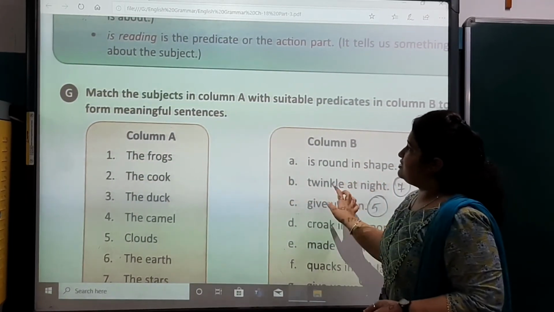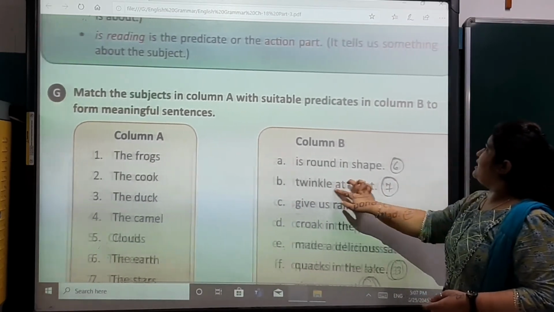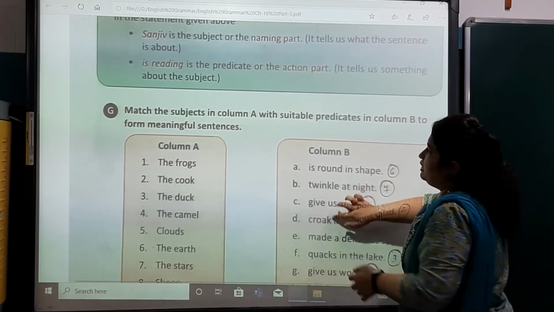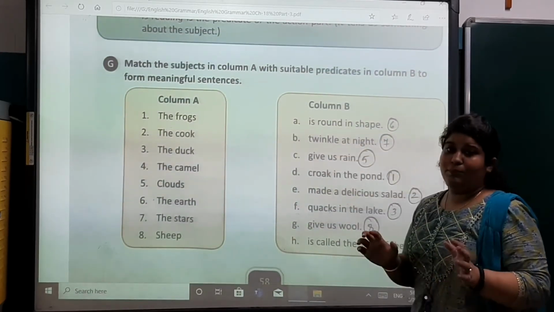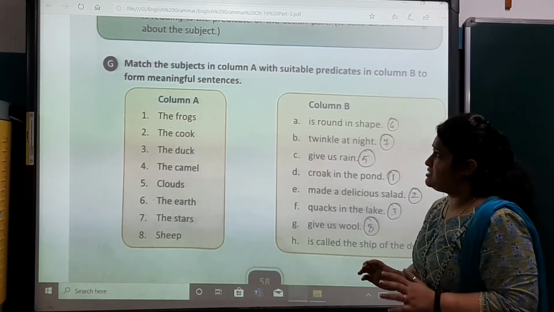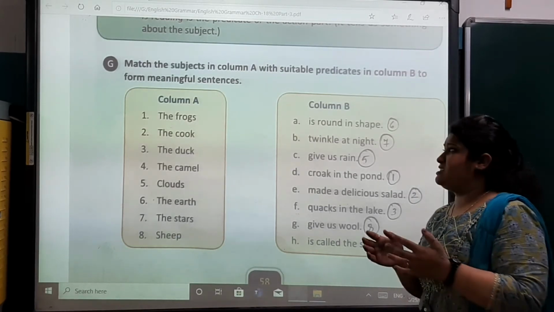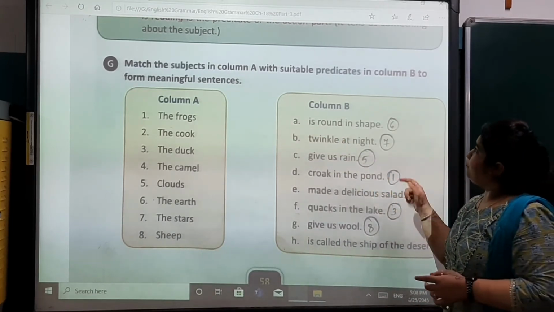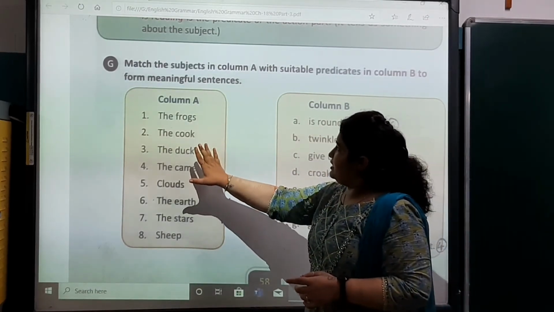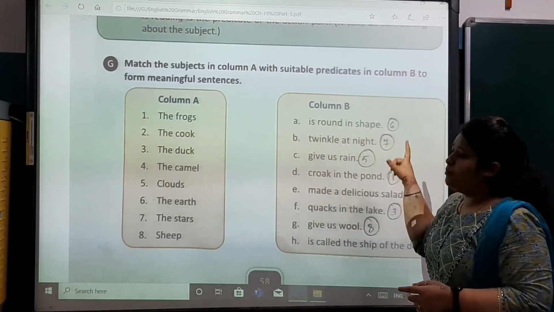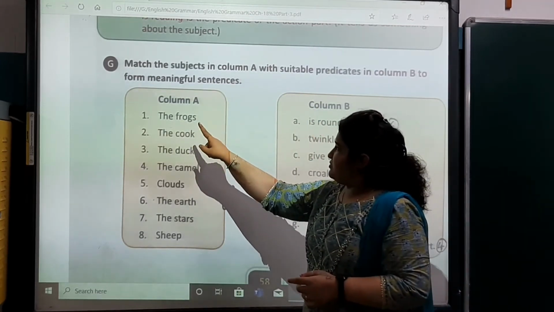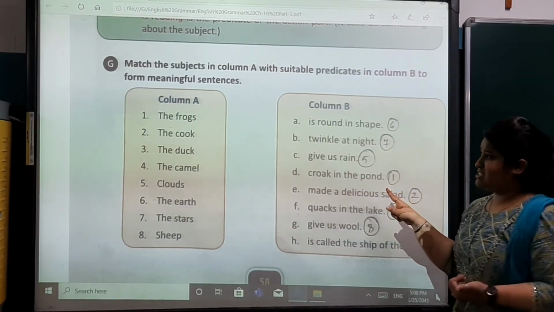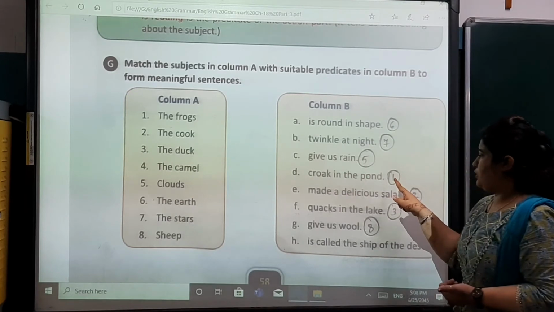Question G. Match the subjects in column A with predicates in column B to form meaningful sentences. Okay. Now here we have to form meaningful, that is proper sentences, with complete sense, by matching A and B. Okay. Now see, your subjects are given in A and here in column B predicates are given. So first one, the frogs croak in the pond. Okay, frogs make that sound. The frogs croak in the pond.